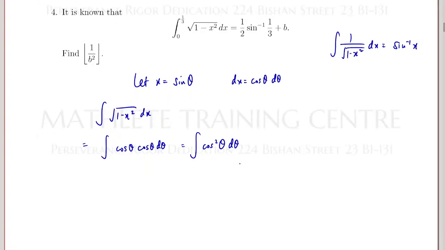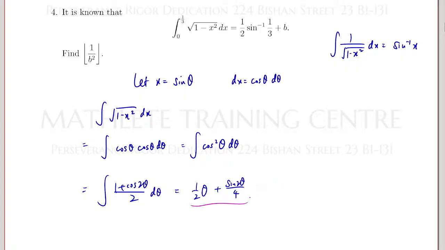Okay. And then what I can do is use the double angle formula. I can write this as the integral of (1 plus cosine 2 theta) over 2 and then integrate it. So integrating the half will give you half theta. Integrating this will give you sine 2 theta over 4. Of course, usually people put a plus c, but here we don't really care.